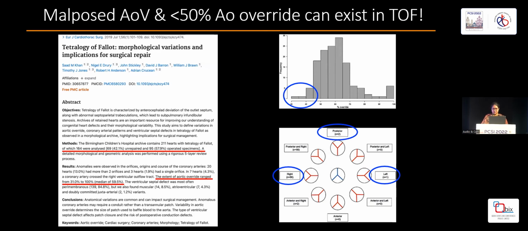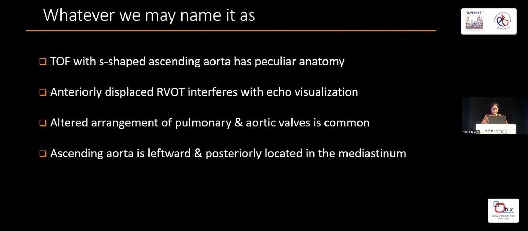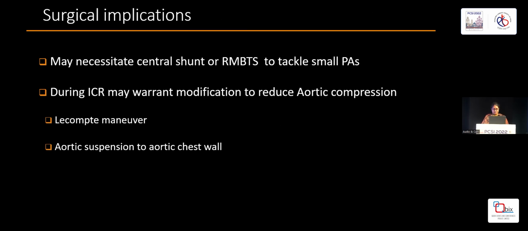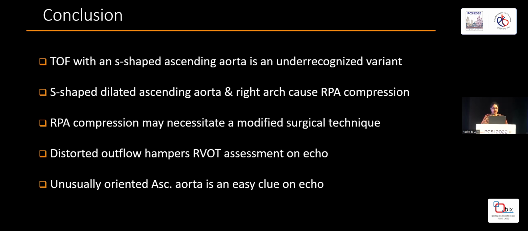In autopsy studies, the range of aortic override can be different. The embryological basis could be that the aorta is abnormally rotated, and that is why we also have cross PAs and RPA stenosis. As for the surgical implication, we may have to cater individually to each patient and may require techniques like the Lecompte maneuver and aortic suspension. We are underway doing genetic testing for the patients, and some complete surgical correlations are lacking, although we are on the way to finding out the details.